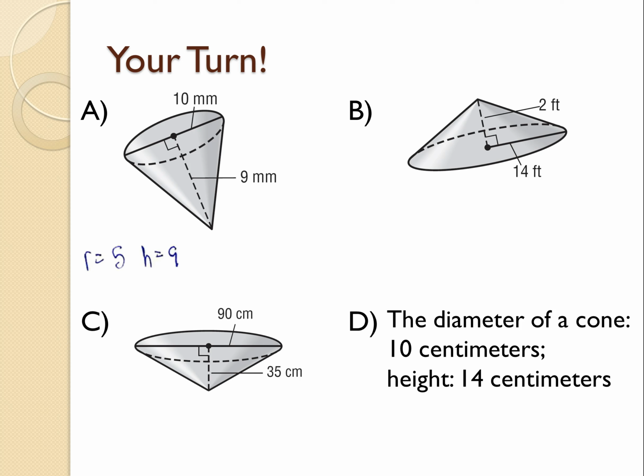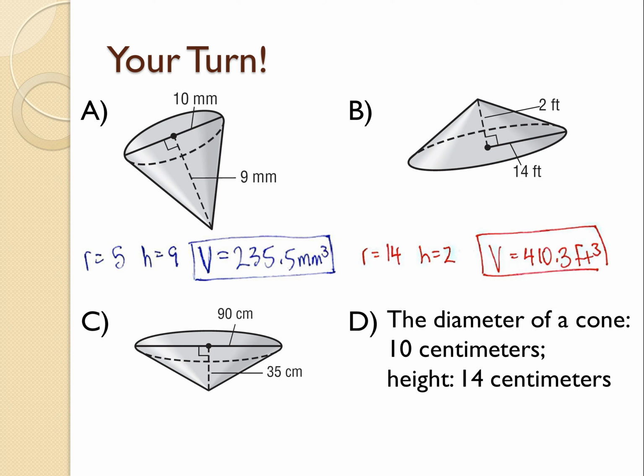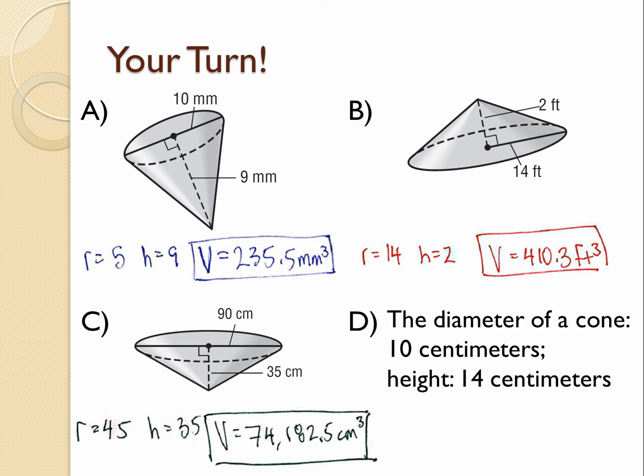We got a radius of 5 because it gives us the diameter and a height of 9. Plug it into the formula and skadoosh. There you go. For B, they give us the radius, which is 14, and the height, which is 2. Plug it into the formula and we have our volume. For C, they give us the, did you just say diameter? That's right. The radius is 45, the height is 35. Plug it into the formula, and you have your volume.